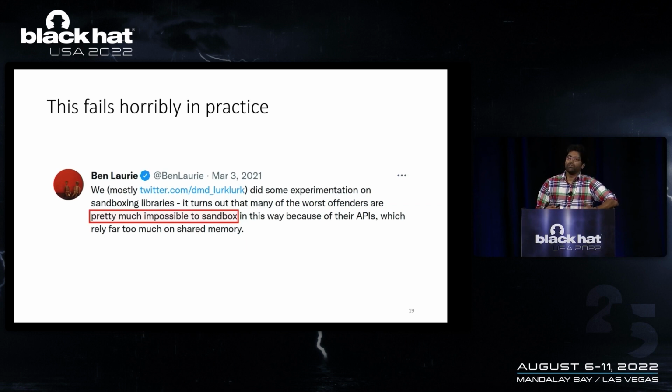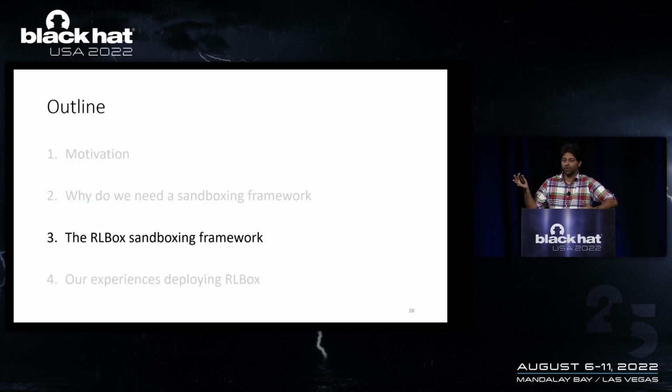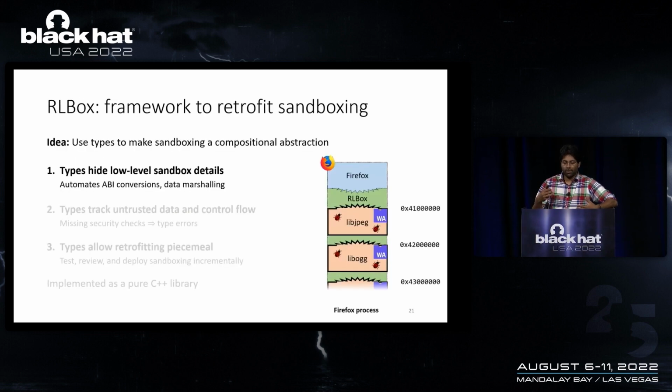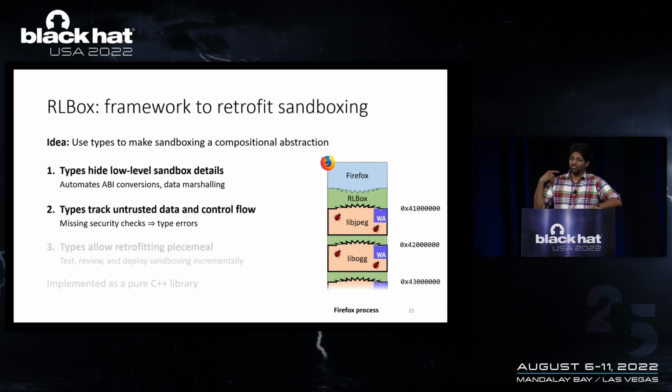So to address this problem, we built the RLBox sandboxing framework. RLBox is a framework that's meant to simplify adoption of sandboxing into your existing large code base. And the core idea here is to use types. We use types to hide all the low-level details. So ABI, data marshalling, all of this stuff is automatically handled. We use types to track untrusted data and control flow. So if you're missing security checks, you will get a compile error, which is really nice. And we use types to even let you identify and make changes to code incrementally, line by line, and you can even pause and test your application.